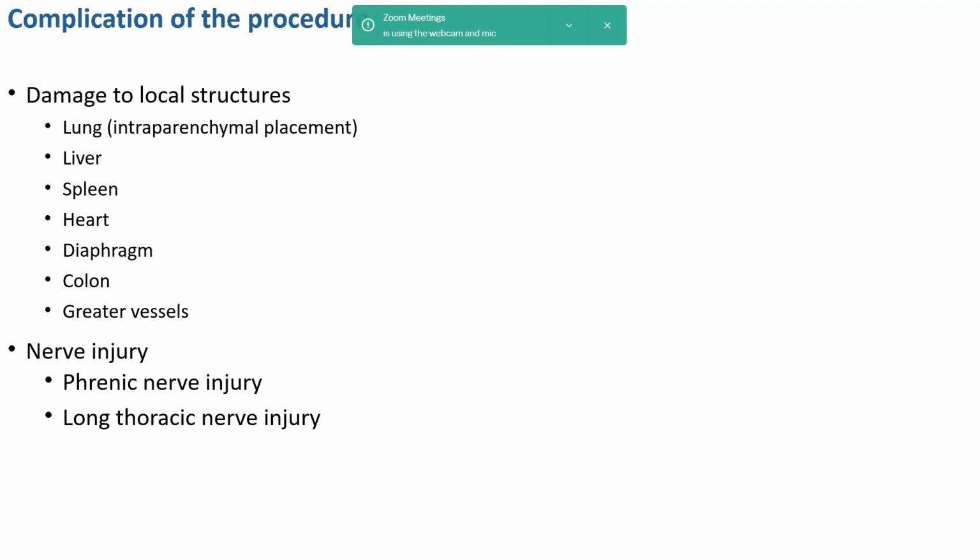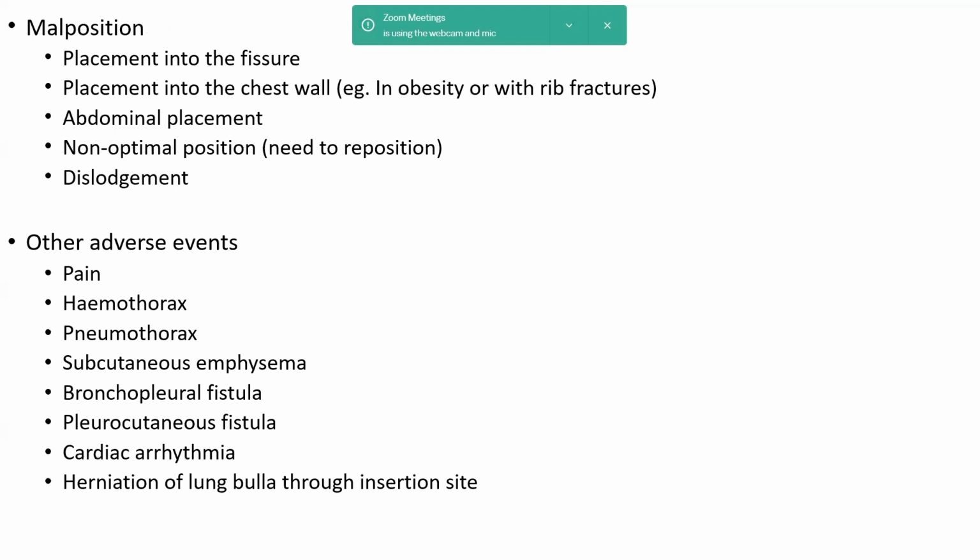Complications, again, there are thousands of them. Damage to local structures such as lung, liver, spleen, heart, and diaphragm have all been reported. Great vessel and nerve injuries, phrenic nerve, long thoracic nerve, and malposition, such as placement inside the fissure or inside the lung parenchyma. Sometimes we insert it into the abdomen, and there is dislodgement. Other adverse events include pain. The patient might develop hemothorax after insertion from damage to the neurovascular bundle, pneumothorax, emphysema, and fistula. All these things are there.